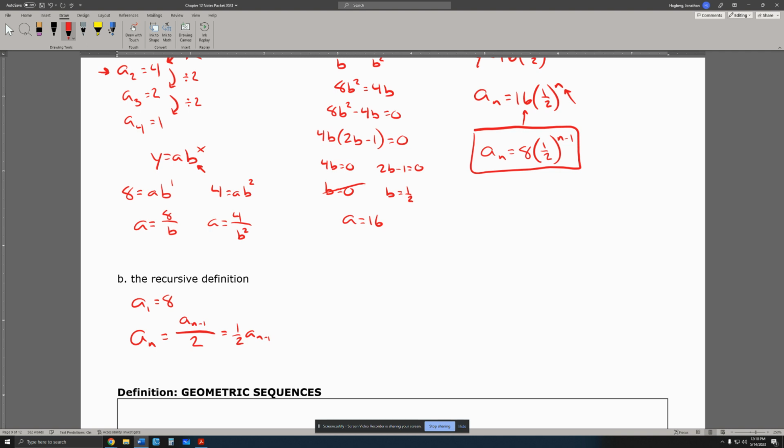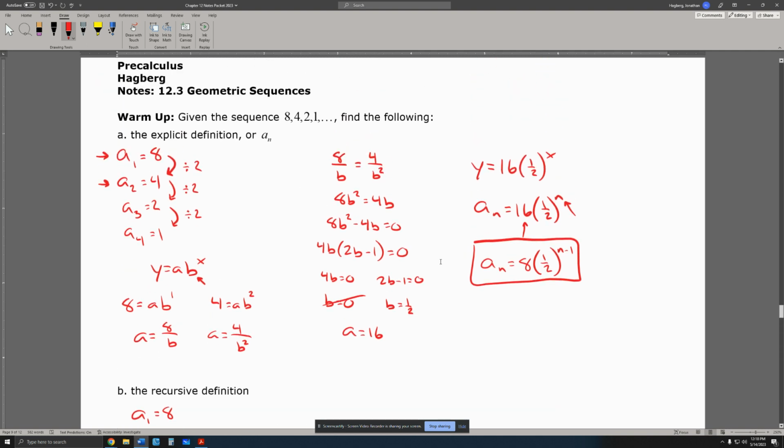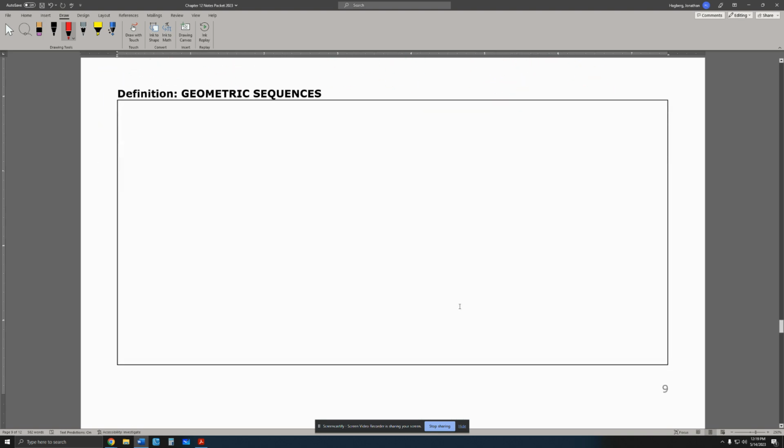Okay? So notice the difference between arithmetic and geometric sequences. Where arithmetic sequences have a common difference, our geometric sequences are going to have a common ratio. So in this explicit definition, notice that this 8 is our first term, and we're calling this a. And then this right here, instead of our common difference, this is our common ratio. So this is the ratio between successive terms, and we're going to call that r. All right? So let's go ahead and formalize this definition.